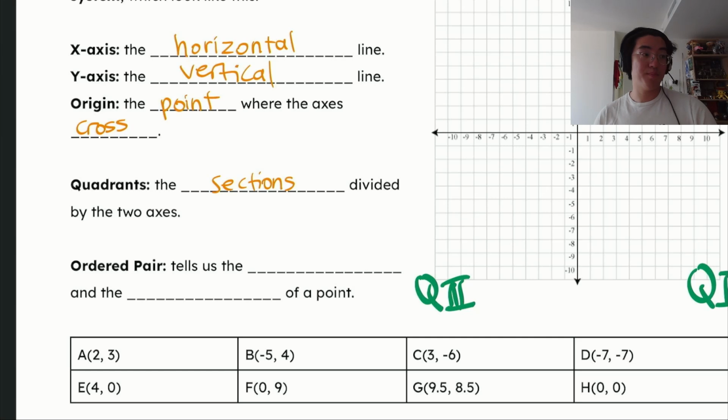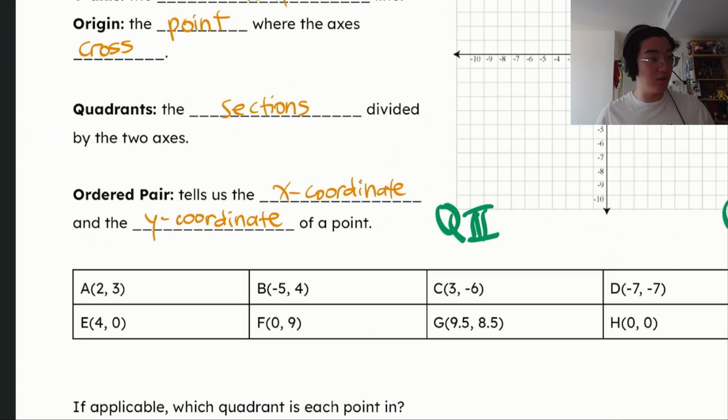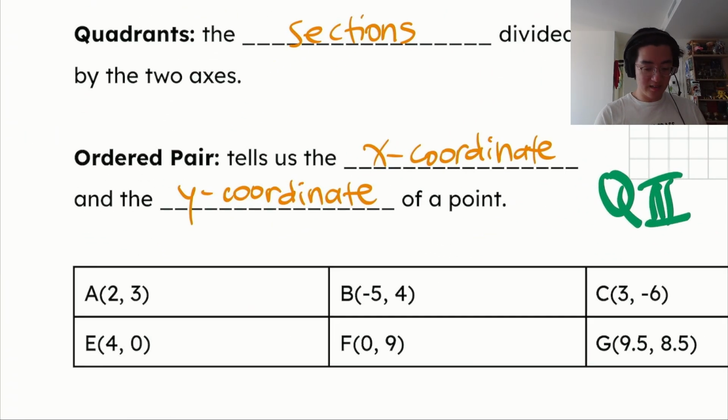Now, probably the most important part of a coordinate system or a graph is the ordered pair. The ordered pair tells us the x-coordinate and the y-coordinate of a point. What this means is that given just 2 numbers, we know exactly where it is on the graph. So let's take point A here. It's 2, 3. And remember, x is always the first number, y is always the second number. No exceptions, always a rule.